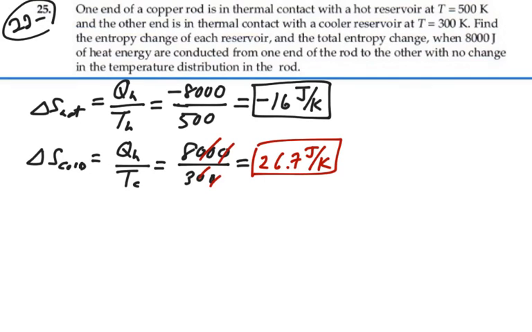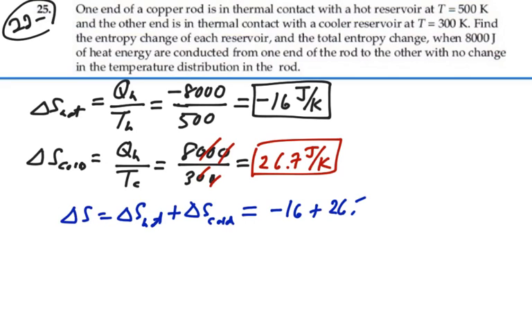So our net entropy change is going to be the entropy change of the hot reservoir plus the entropy change of the cold reservoir. That's going to be minus 16 plus 26.7, which will give us 10.7 joules per Kelvin. So we have a net positive entropy change for this whole system of 10.7 joules per Kelvin, making it likely that the heat exchange will go from hot to cold.